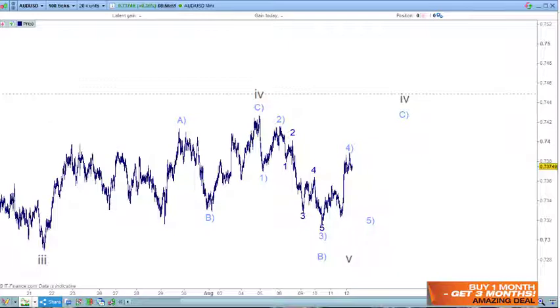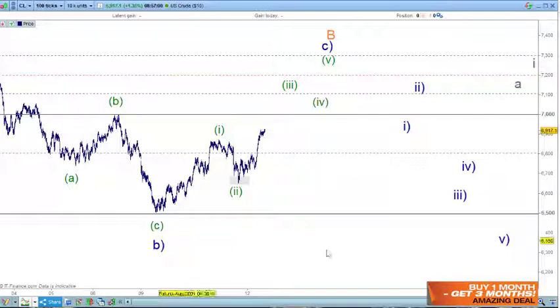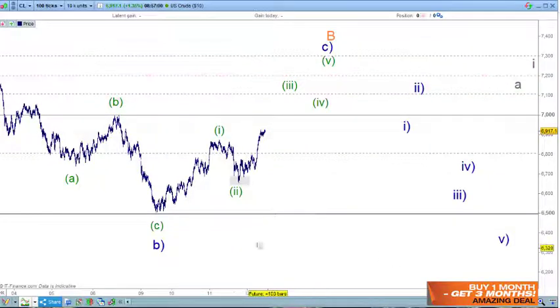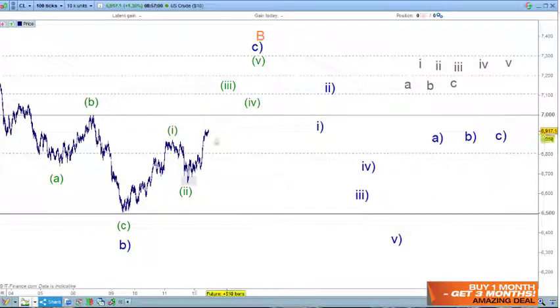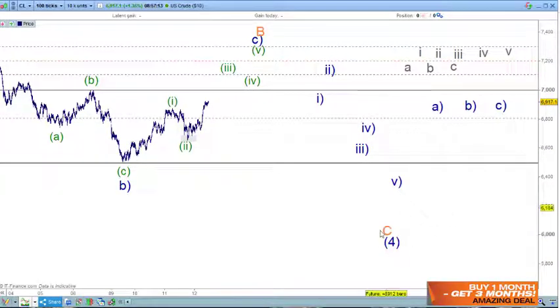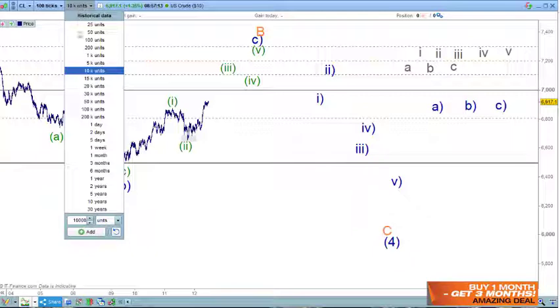So we want to have a look at crude oil as well. This is just the tick chart here. In a nutshell, why we're here: we're looking from wave B here up to wave C of B. We're looking for 5 waves of 1, 2, 3, 4, and 5. And then once we get to wave B, we're looking for 1, 2, 3, 4, 5 down here for wave C of 4.